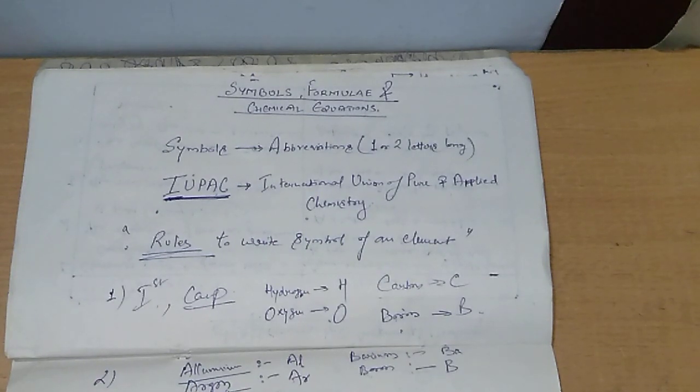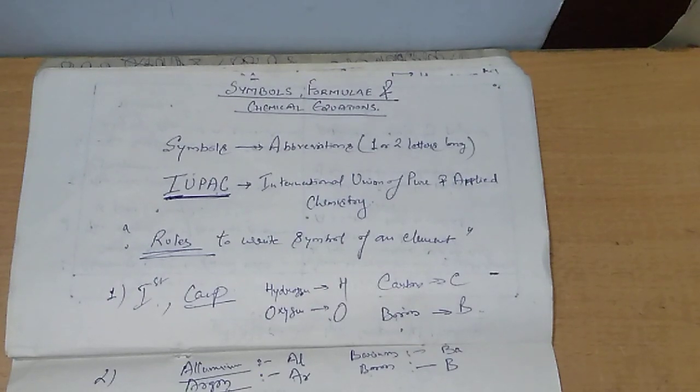So this is the first rule which we need to keep in our mind: while we are assigning a symbol to any particular element, the first capital letter, the first letter of that element, would be its symbol.